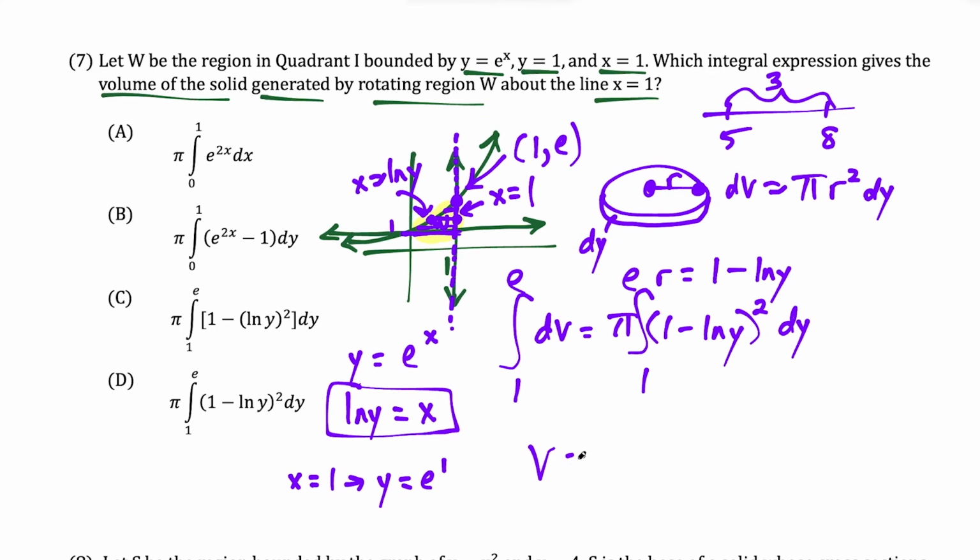So now I could say the volume is equal to pi times the integral from 1 to e of (1 minus natural log of y) squared, with dy attached at the end. Now we just scan the answer choices, and this is going to match up with choice D.